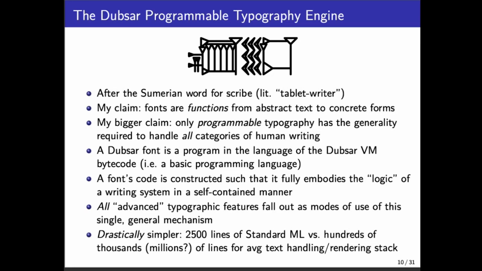And it's drastically simpler. I have an implementation in the programming language Standard ML, which is a little obscure, but details don't matter. It's about 2,500 lines of code versus hundreds of thousands, if not millions, for OpenType, HarfBuzz, rendering, rasterization, and so forth, and whatever else.